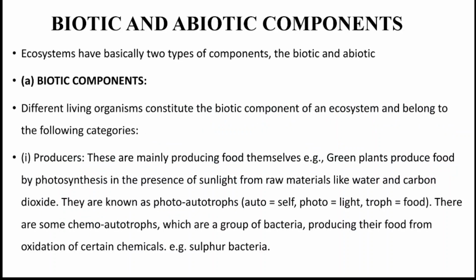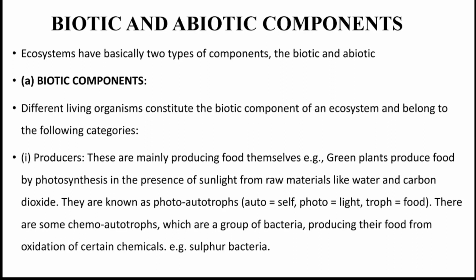Then the components of the environment or ecosystem. In an ecosystem there are 2 types of components. One is biotic components, one is abiotic components. Biotic components are all the living organisms present in an ecosystem. And what are abiotic components? Abiotic components are the non-living things present in an ecosystem. So let's discuss the biotic components first.